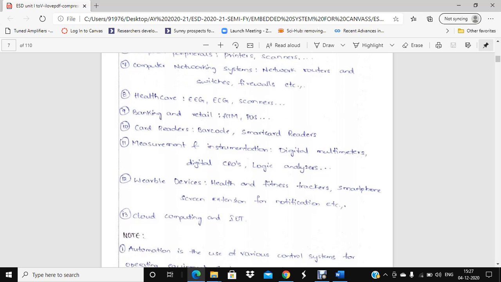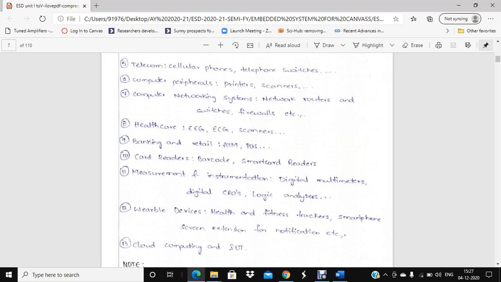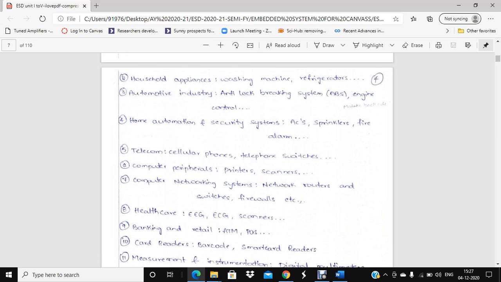Now cloud computing and IoT are also extensions, or I can say the future, of the embedded system, or what we can call the smart embedded system. I hope these applications are clear. It's not compulsory that whatever we discussed here are the only applications of the embedded system. So it's not necessary. Based on your knowledge, you can categorize any category, and you can give examples there also.